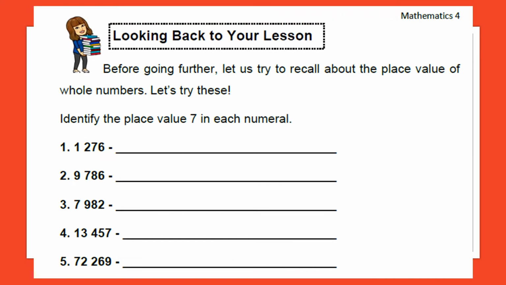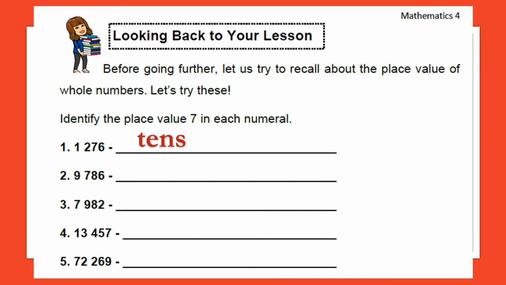Now, class, let us recall the place value of a whole number. So, I have here numbers. Let us identify the place value of 7 in each numeral. So first, number 1 is 1276. What place value is 7? Correct, it's tens. How about number 2? 9786. What is the place value of 7?